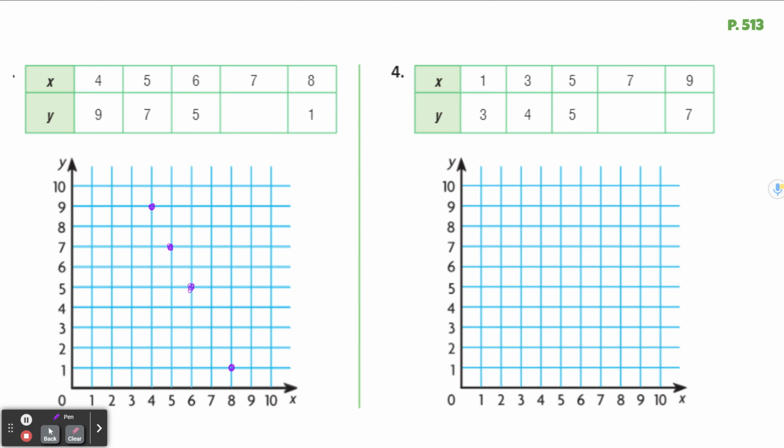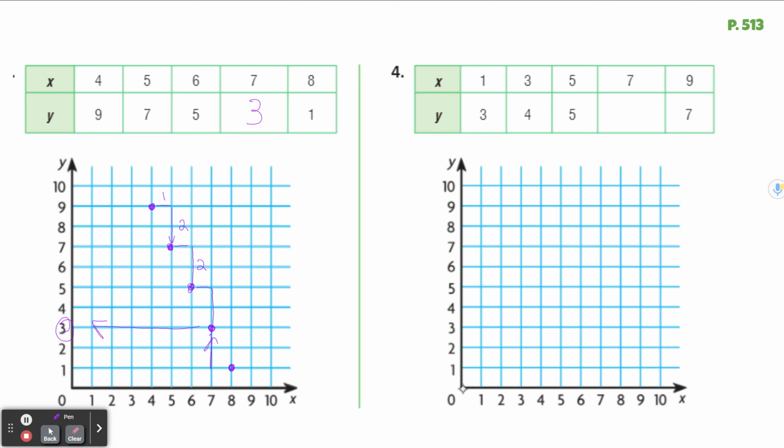And so now I'm going to notice each time we're going over 1 and down 2. So I go over 1, down 2. If I went over 1 and down 2, my dot's going to be right here, which would be at 7 and 3. So my value is 7, 3. Go ahead and try to do question 4. Find the missing value. What is y?